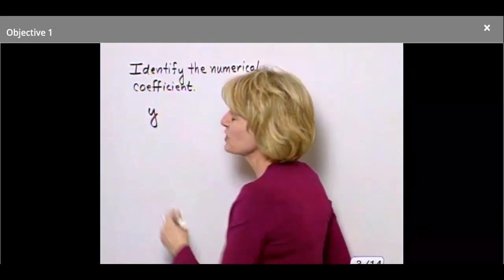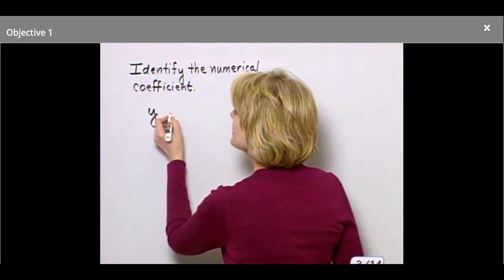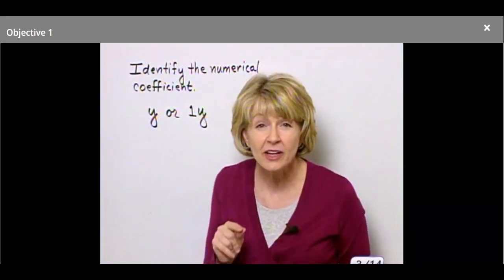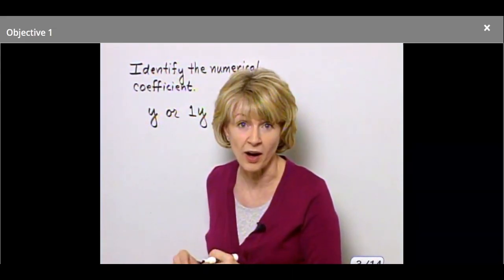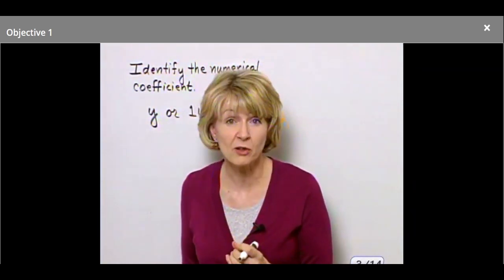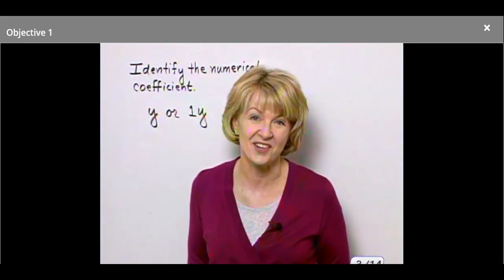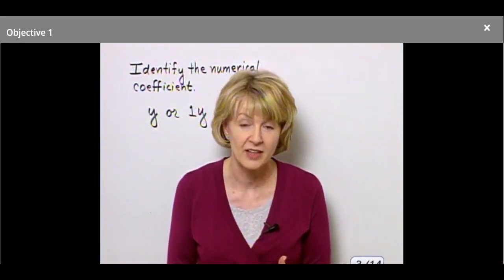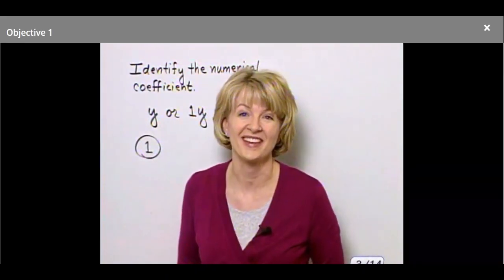Let's continue. We are finding numerical coefficients. Let's suppose I just have the term y. Now, y is the same as 1y. Very important thing for you to note. Y is the same as 1y because 1 times y is y. So what is the numerical coefficient of this term, or equivalently this term? It's an understood coefficient of 1. So the numerical coefficient is 1.